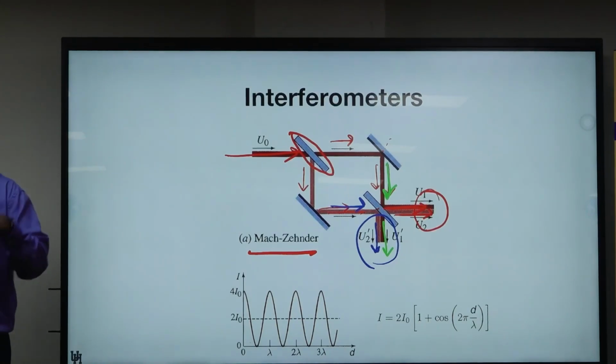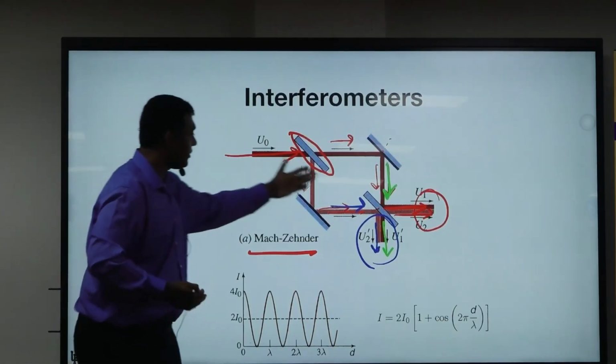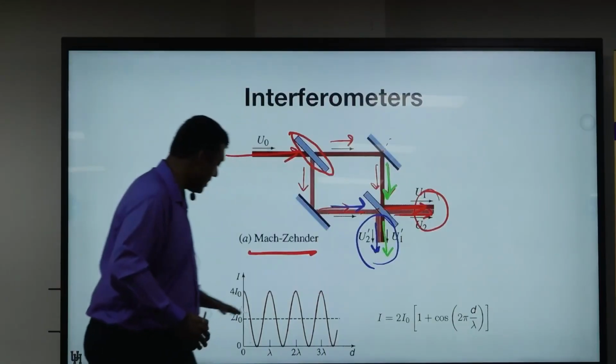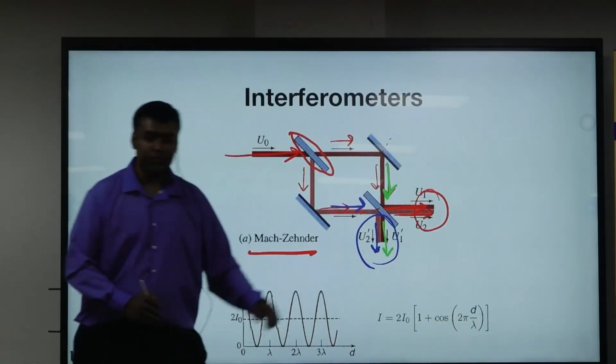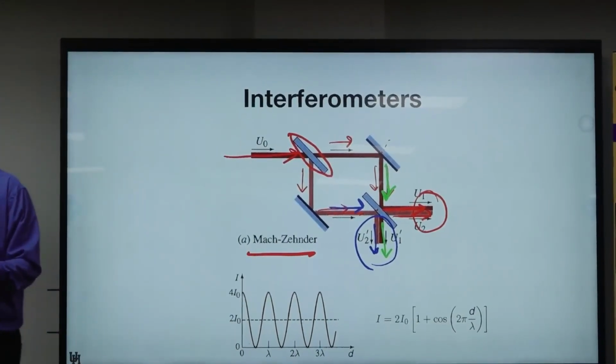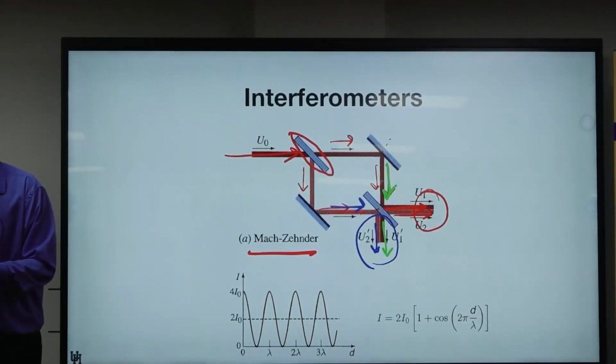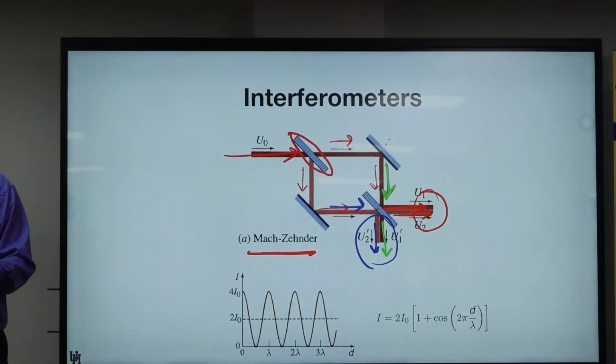This is a way of taking two beams, combining them, and intentionally creating an interference pattern. Okay, and if you measure the intensity either here or here, it has this kind of a profile, as a function of the distances here and here, and distances here and here. So depending on the difference in distances, there will be a different intensity pattern. Okay, so this is called a Mach-Zehnder interferometer.